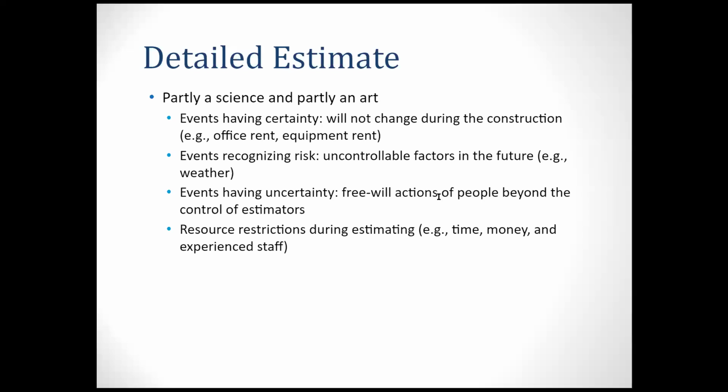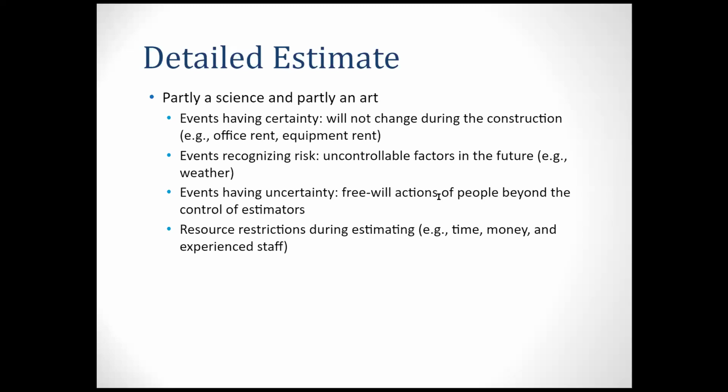So that means there are some certainties over here. You can use the calculation to accurately determine. And also there are some uncertainties over here. You may have some risk over here, right? So in this case, we say detailed estimates is partially science and partially art.